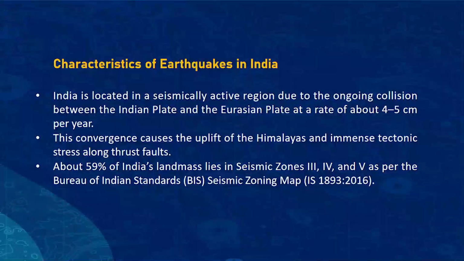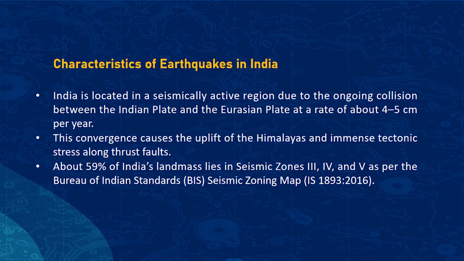Now we will discuss key characteristics of earthquakes in India. India is located in a seismically active region due to the ongoing collision between the Indian plate and the Eurasian plate at a rate of about 4 to 5 centimeters per year. This convergence caused the uplift of the Himalayas and immense tectonic stress along the thrust faults. As a result, about 59% of India's landmass lies in seismic zones 3, 4, and 5, moderate to very high risk. We have already mentioned this.